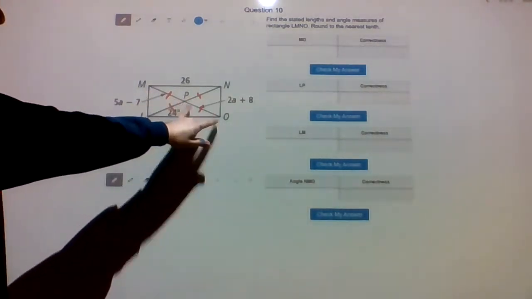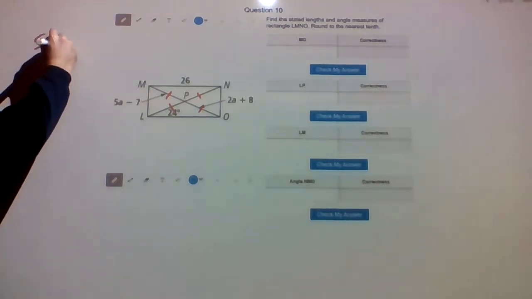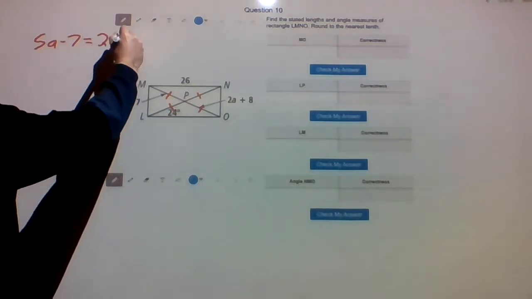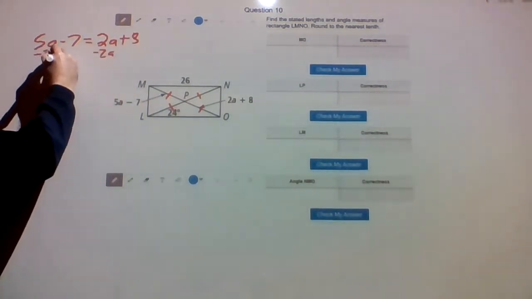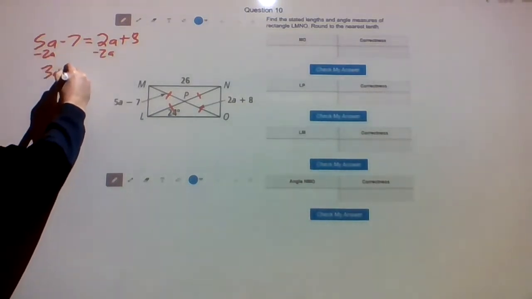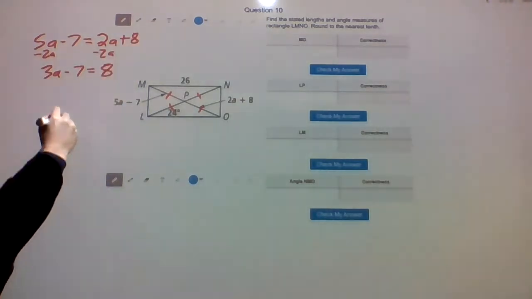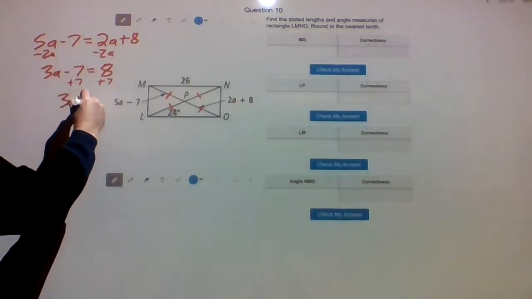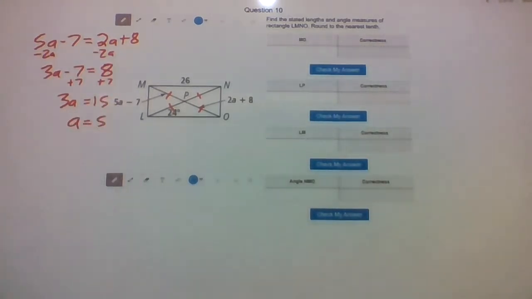But we know MP is equal to PO, so we can do 5A minus 7 is equal to 2A plus 8. Subtract 2A from both sides. So we get 3A minus 7 equals 8. We can add 7 to both sides. So we get 3A equals 15. And divide both sides by 3, and A equals 5.